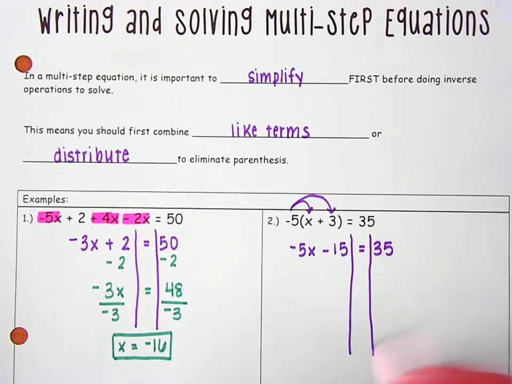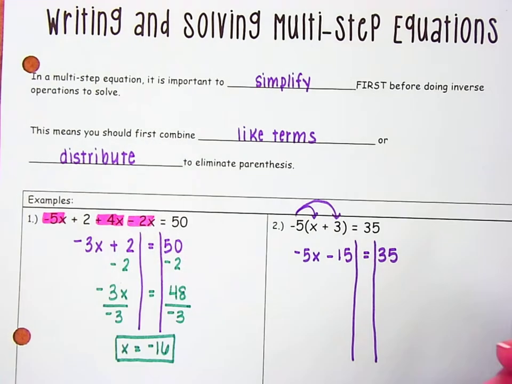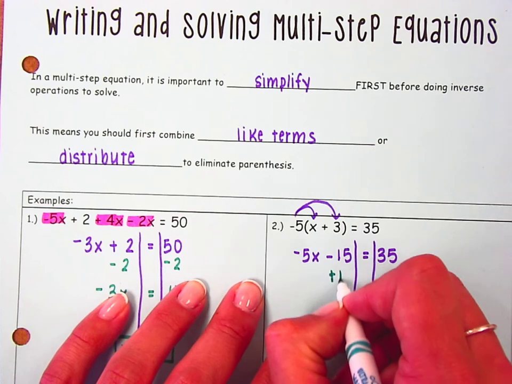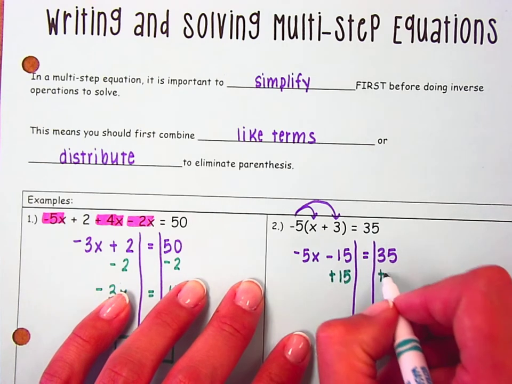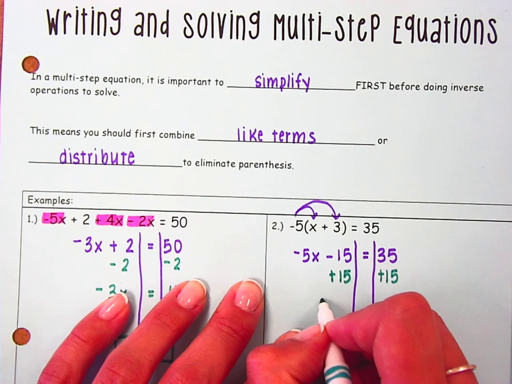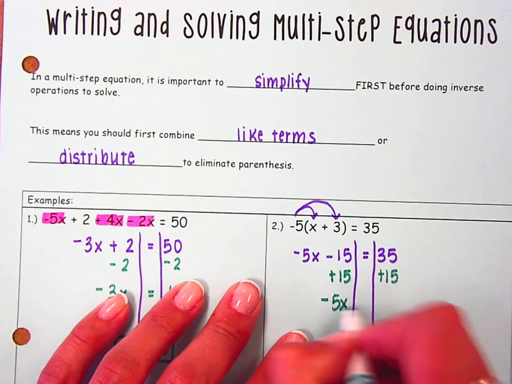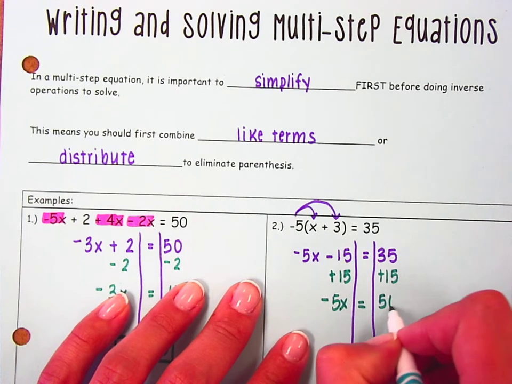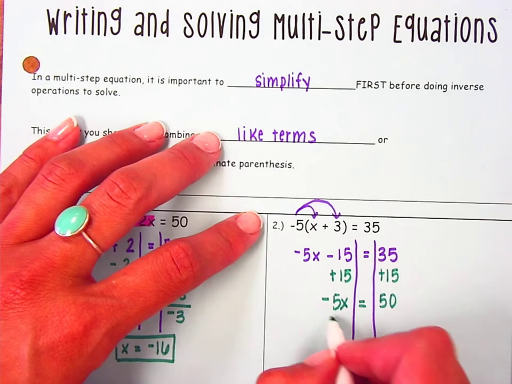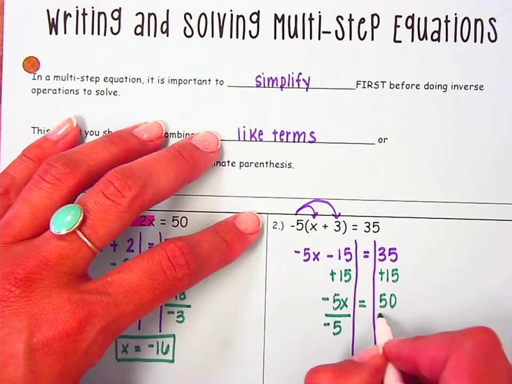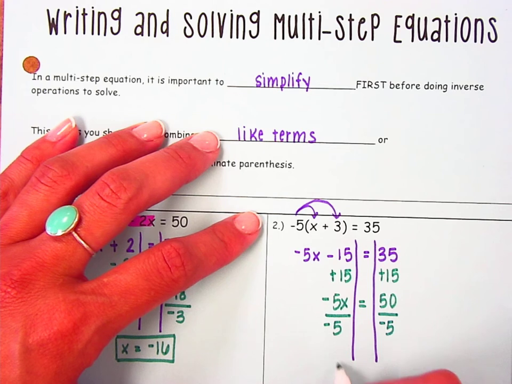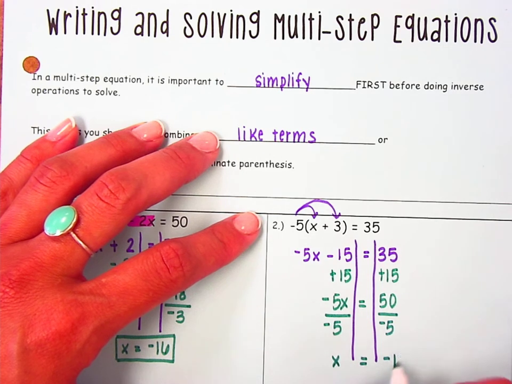So same process, we're going to use our inverse operations. So we have to add 15 to both sides. And we're left with negative 5x is equal to 50. We're now going to divide both sides by negative 5. So x is equal to negative 10.